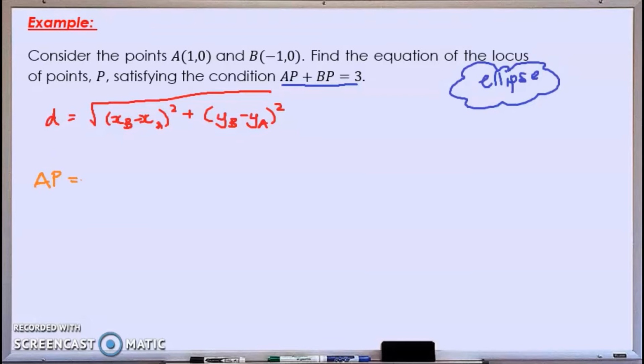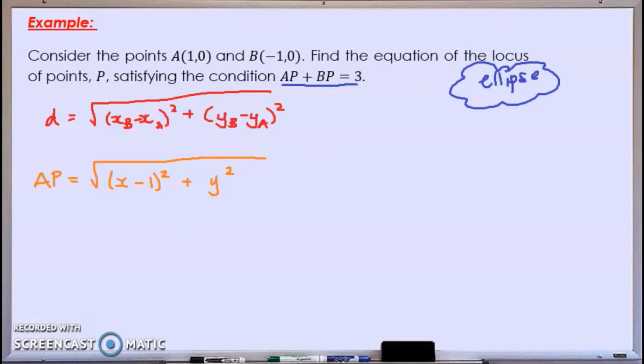So my distance AP is going to be the distance from my point P, which we'll just call X, take away my A coordinate. Now my A coordinate for the X's is a 1. And then my distance from P in the Y coordinate will be Y minus the 0. So I'm just going to call that Y squared.